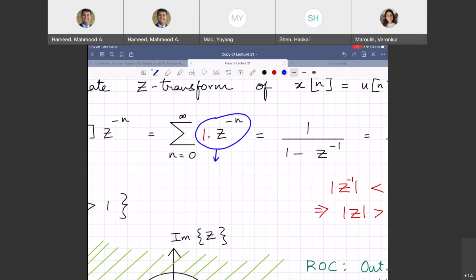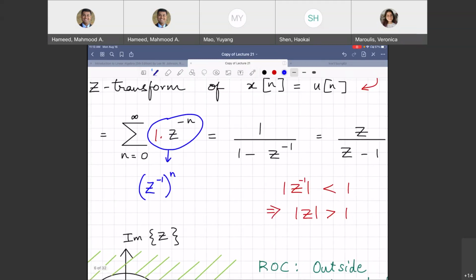So I need to express it as r to the n. What is that? I can express this as z to the negative 1 raised to n, right? So that's my r to the n. And if this is an infinite geometric series that needs to converge, it will converge if magnitude of r is less than 1, right? Which is written up right here.